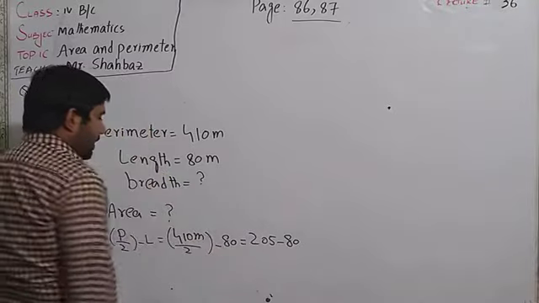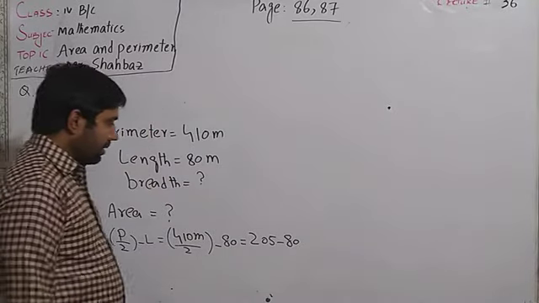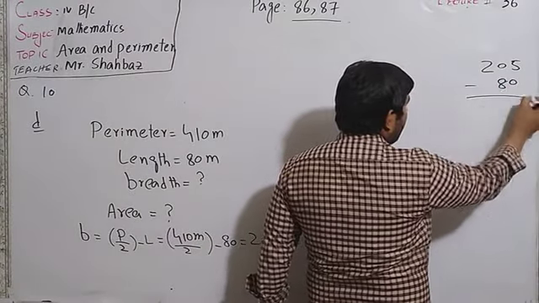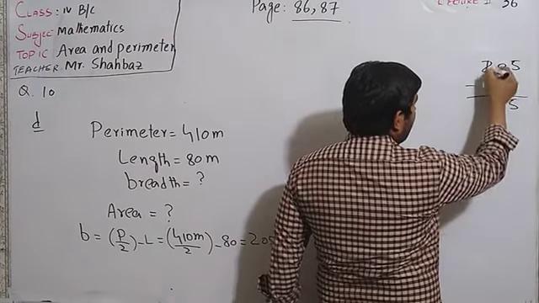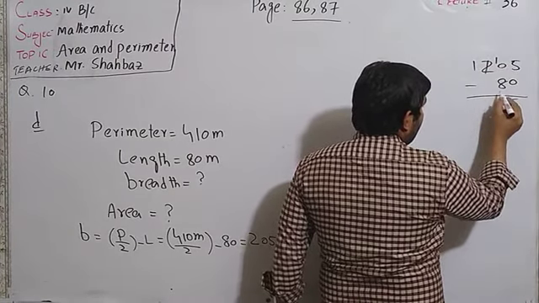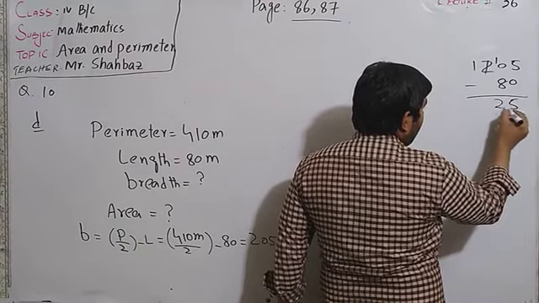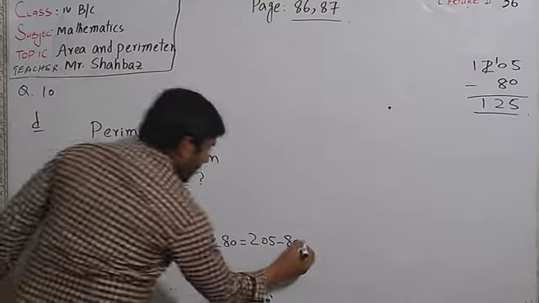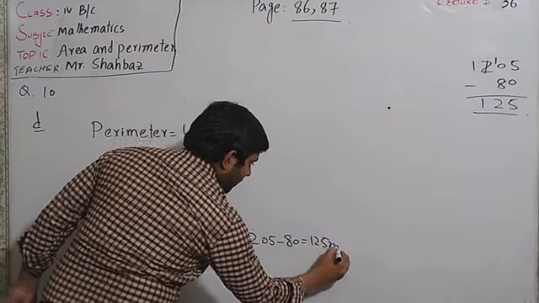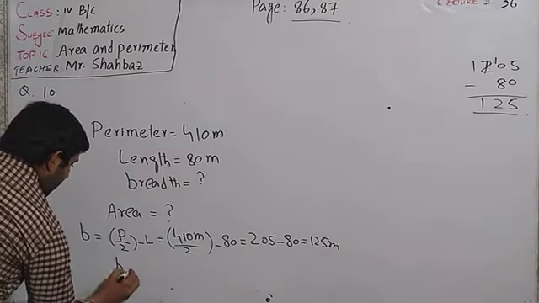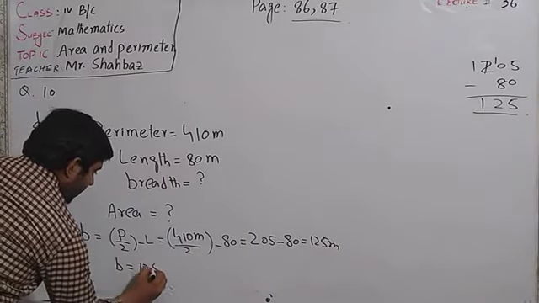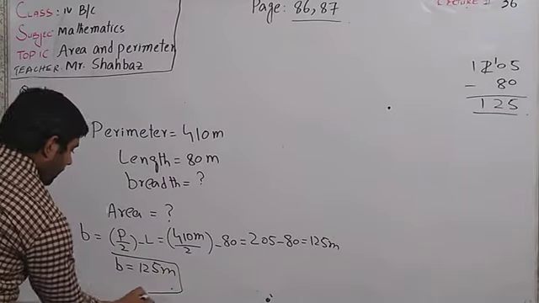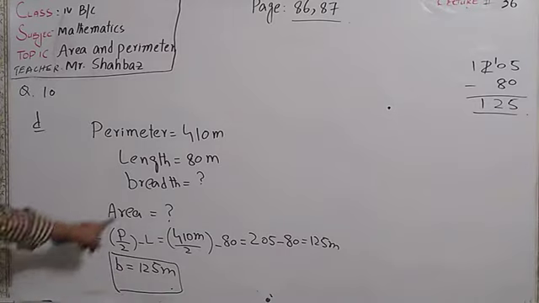205 minus 80, what will be the answer? 5 minus 0 will be 5. 1, this is 10, 8 minus it will be 2, this is 1. This is 125 meter. Breadth is equal to 125. This is the length of the side. Okay, dear students, this is the answer of this one.